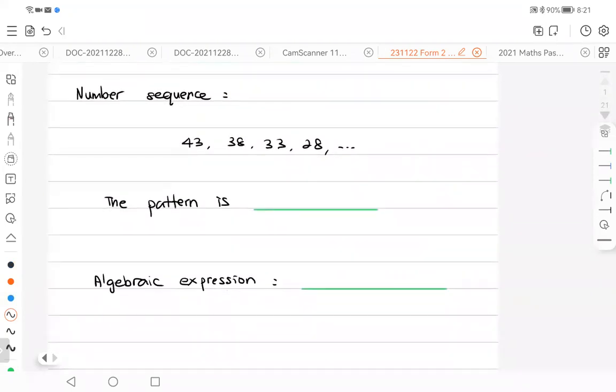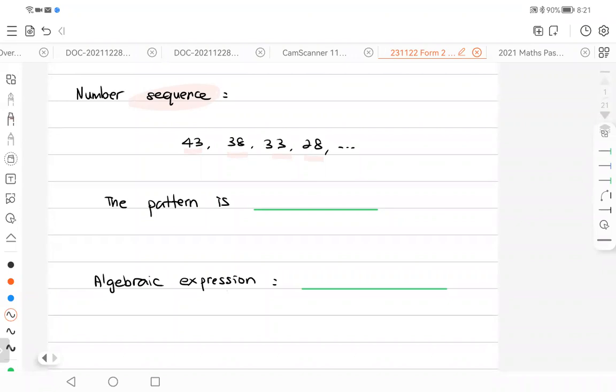Next, look at the example here, number sequence. Number sequence means you list out the sequence: 43, next is 38, next is 33, next is 28, and dot, dot, dot. So what is the pattern over here? To predict the next term, what should we do? It's known as pattern. So what's the answer?